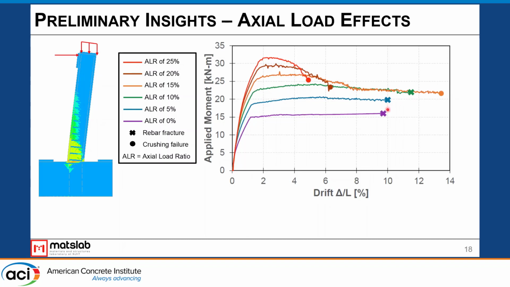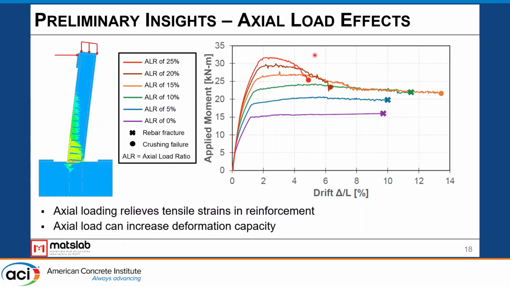Now that kind of switches at some point. So at an axial load ratio of 15%, it begins to move back, and you begin to lose some of that ductility. But basically what's happening is the axial load is relieving those tensile strains in the reinforcement in the HPFRC or UHPC system, and that can result in an increase in deformation capacity.